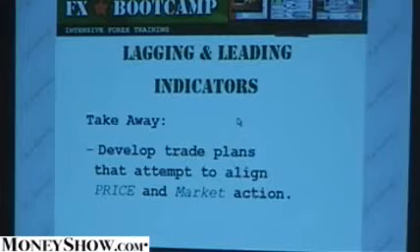Develop trade plans that attempt to align price and market action. That's what I want you to walk away with. All right, I'm going to use moving averages to differentiate between price and market. I'm going to use oscillators to differentiate price and market. We're also going to use Fibonacci, and we're also going to use pivot points.